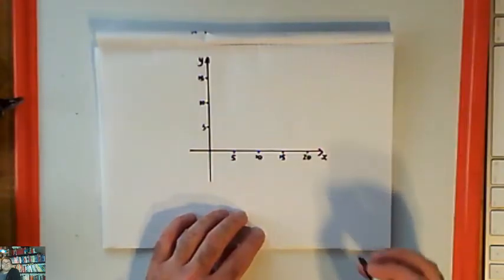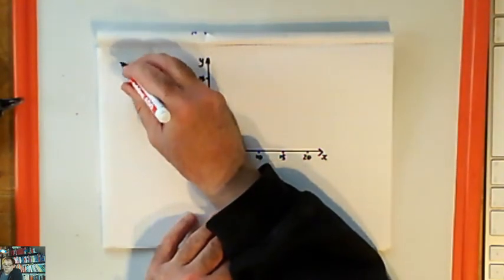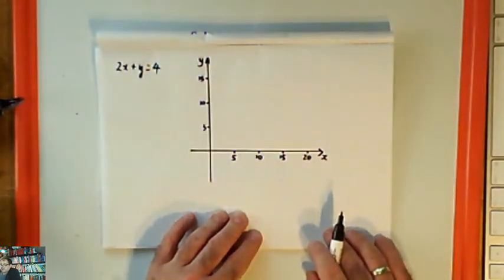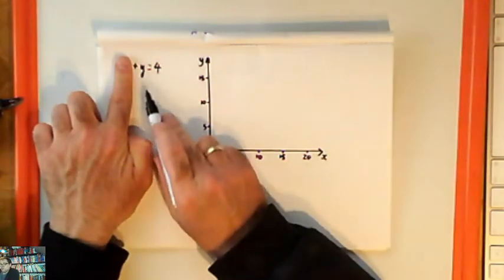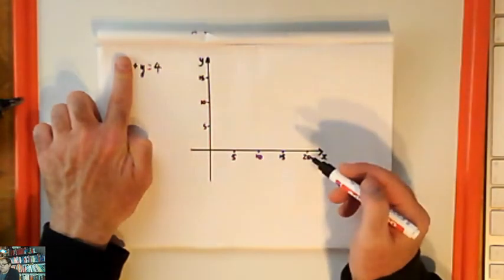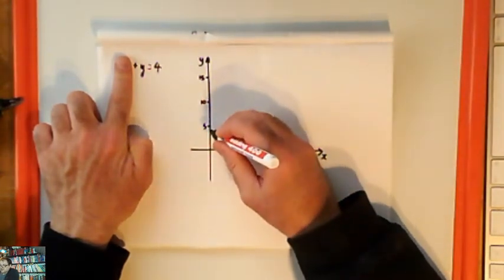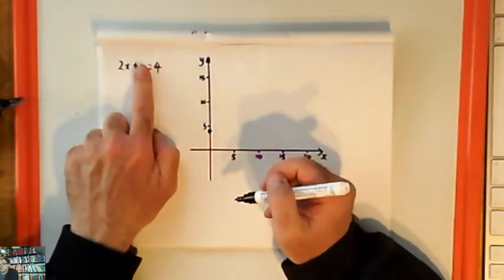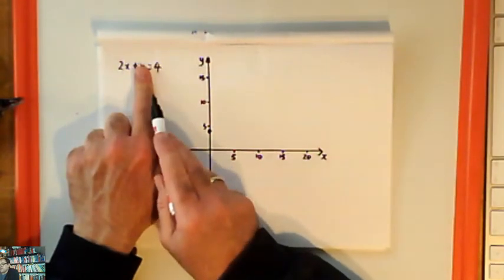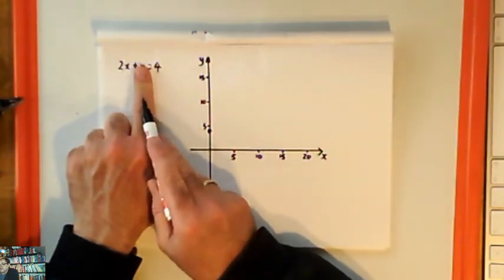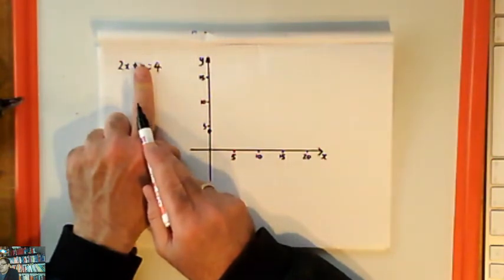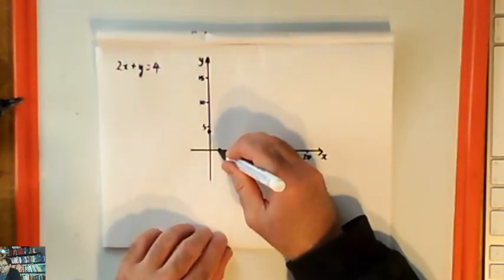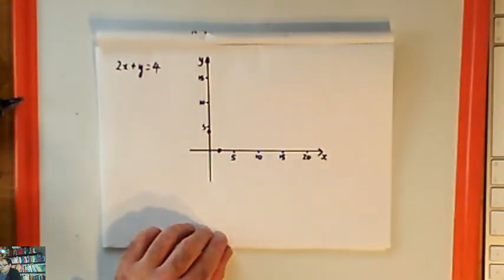The first one was 2x plus y equals 4. I'll just write that over here. Now, if x was 0, y would have to be equal to 4 to make the whole thing balance. So that tells me that the graph of that goes through the point 0, 4. If y was 0, you'd get 2x equals 4, so x would have to be 2 to make that balance. So if x is 2, y is 0, that makes a pair, so it tells me that it goes through the point 2, 0.